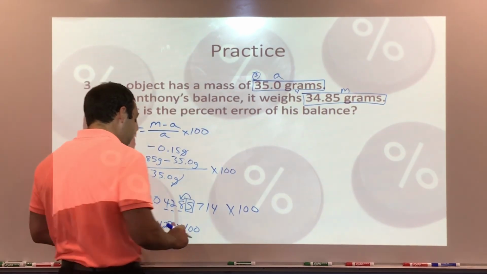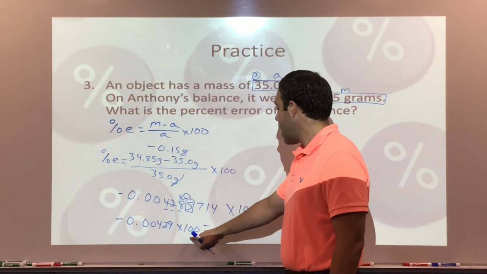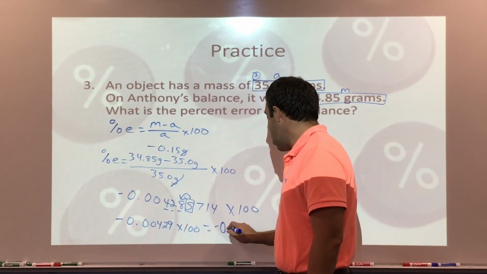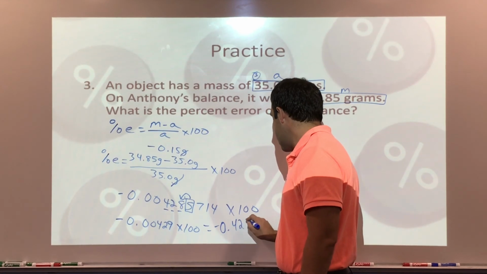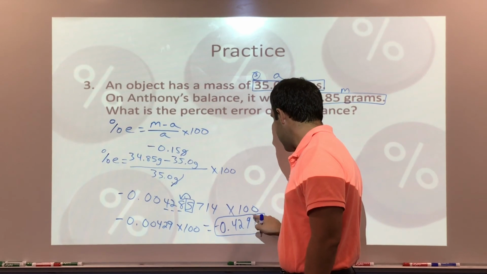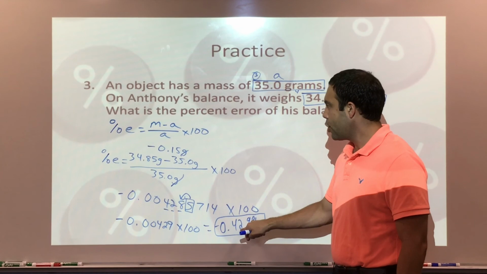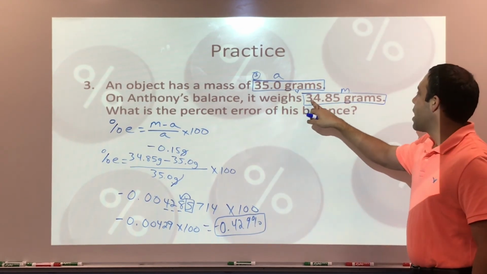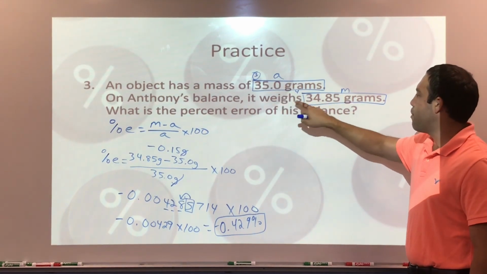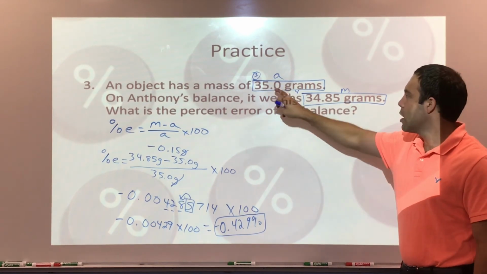And if we were to finish this problem, 0.00429 times 100, we would move the decimal place over 2 times, so we get negative 0.429%. It's a negative percentage because Anthony's balance came in under the accepted value. The accepted value was 35. The scale read it out as 34.85, which is, of course, below the accepted.